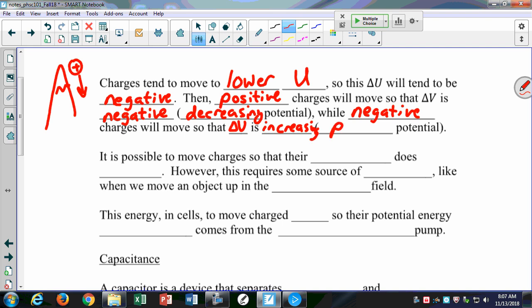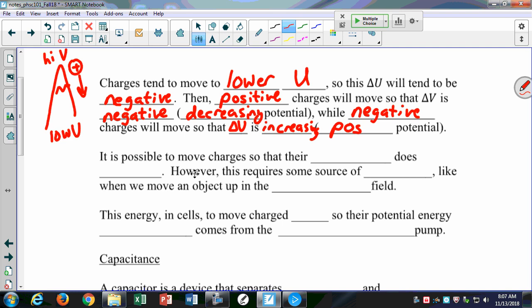And that's positive potential. High potential, low potential, right? This is my initial potential up here. This is my final potential down here. I'm moving from a big number to a smaller number. So the small number minus the big number is negative. That's what it means that positive charges will move so that delta V is negative, or a decreasing potential. From here to here is a negative delta V.